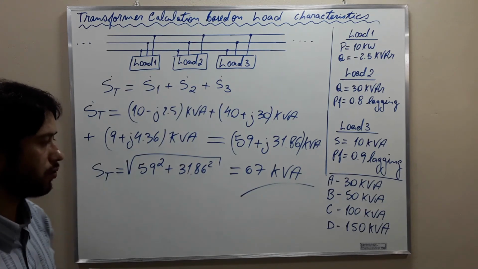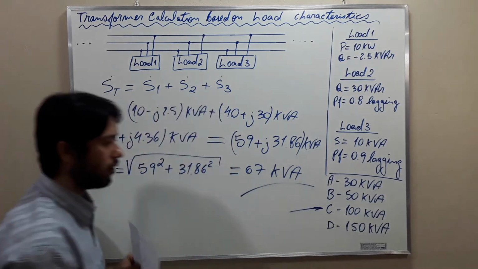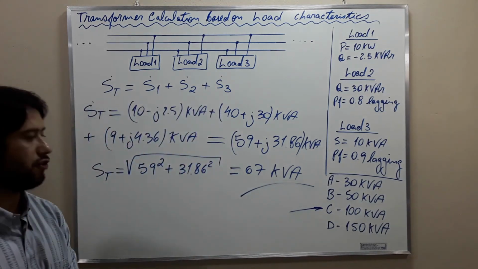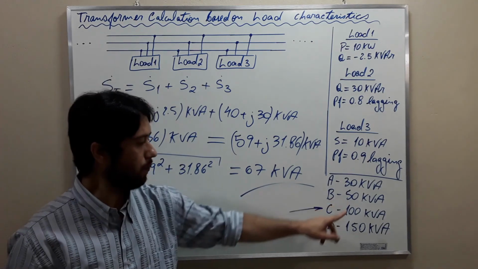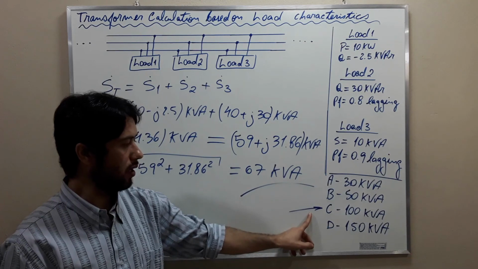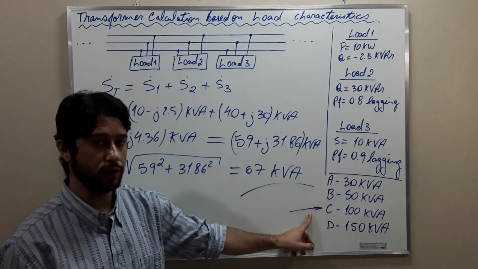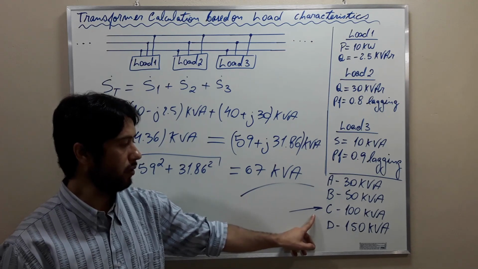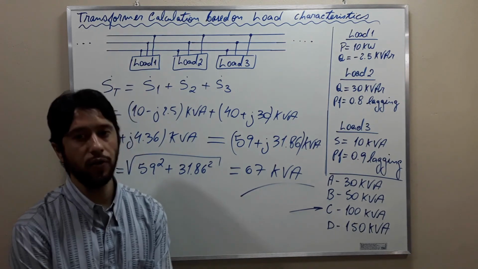And the one that we are going to choose is letter C. We're going to check letter C because B is lower and D is too high. Then the appropriate transformer for this kind of distribution system will be letter C. Okay? Very good, my friends.